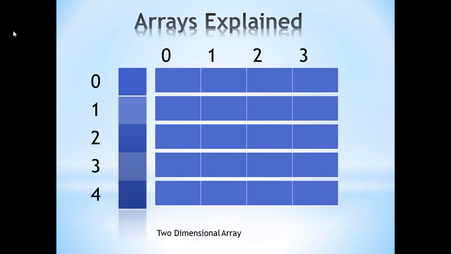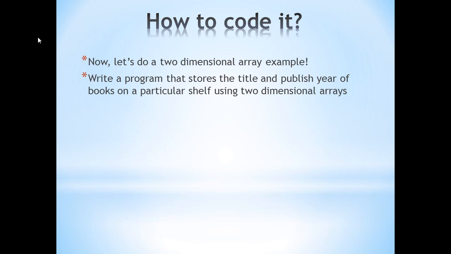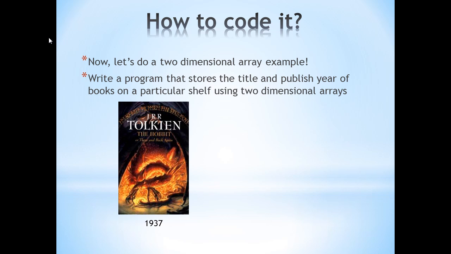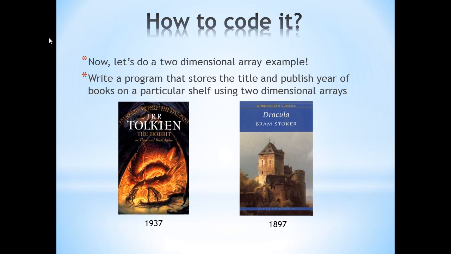So that being a visualization of the array, let's now talk about the example we're going to do today. So how can we code this? Well, I will show you how to code it in an example. I'm going to write a program that stores the title and publish year of books on a particular shelf using two-dimensional arrays. For example, books like The Hobbit from J.R.R. Tolkien and Twilight from Stephanie Meyer. Well, on second thought, let's not do Twilight. This one's better: Bram Stoker's Dracula. So basically books like this can be stored on the shelf.